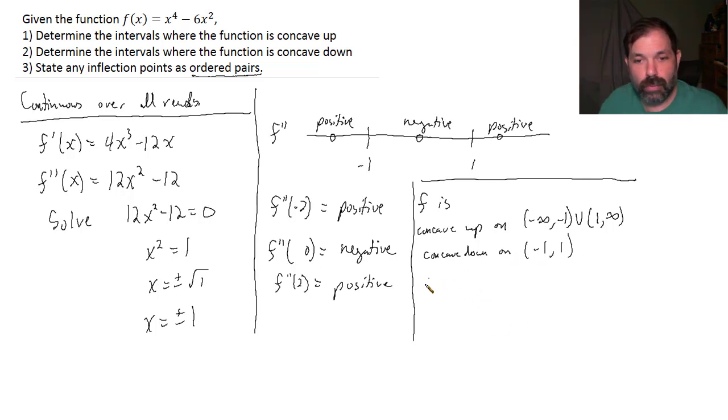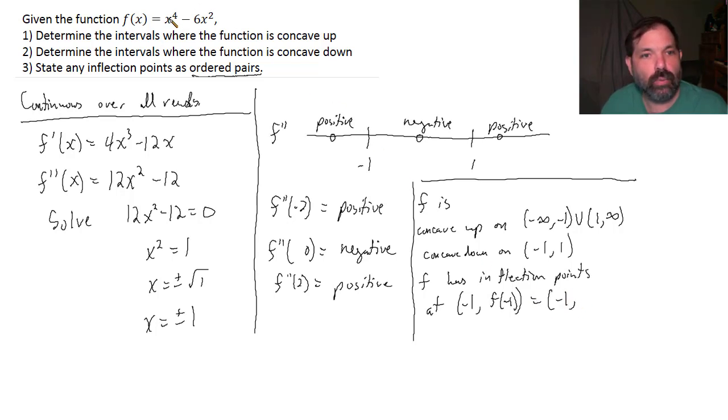What else do we know? The function has inflection points where the concavity changes and the function is continuous. It's a polynomial function. It's continuous everywhere. So I expect inflection points at negative 1 and at positive 1. The function has inflection points at negative 1, f of negative 1. I go back to the original function, remember, to find the actual point on the curve. So this would be negative 1, and then substituting negative 1 into the function.